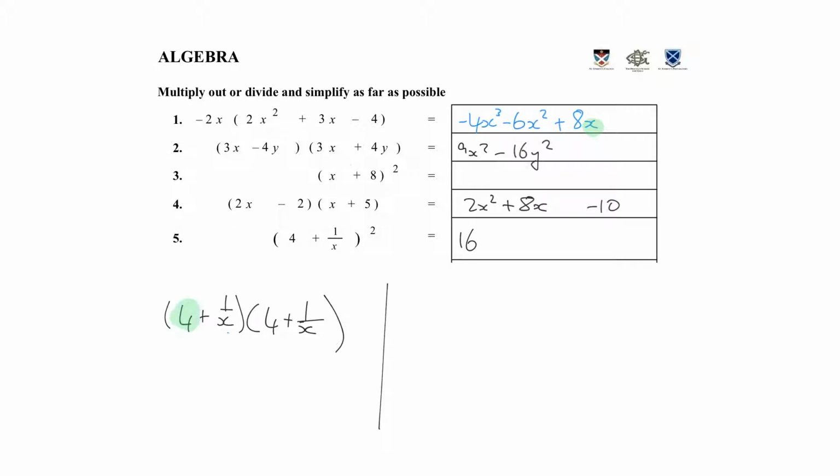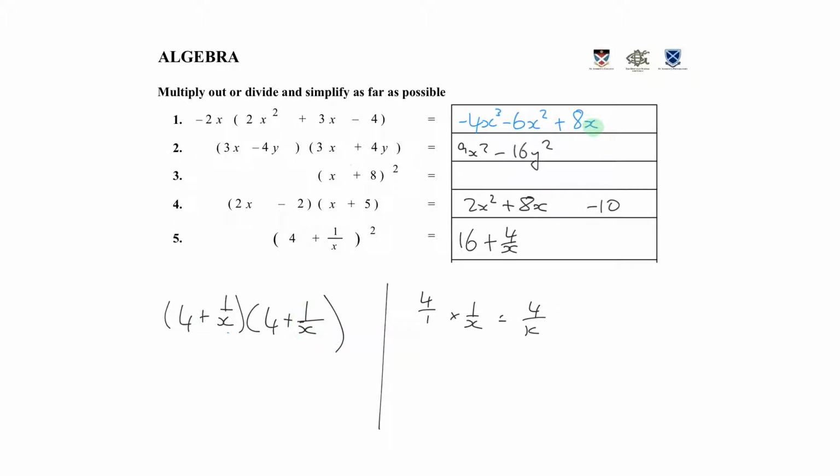Let's just do a little bit of working out on the side here. And we've got 4 times 1 over x. Well, 4 is the same as 4 over 1. So if we write that as 4 over 1, now we've got a fraction times a fraction. And that's easy, because you multiply numerator times numerator. 4 times 1 is 4, and 1 times x is x. So we've got plus 4 over x.